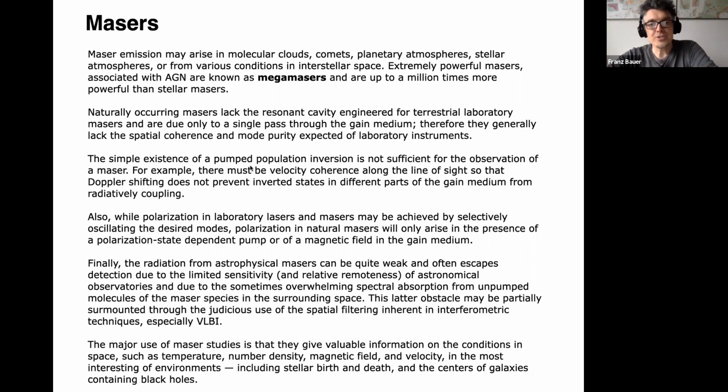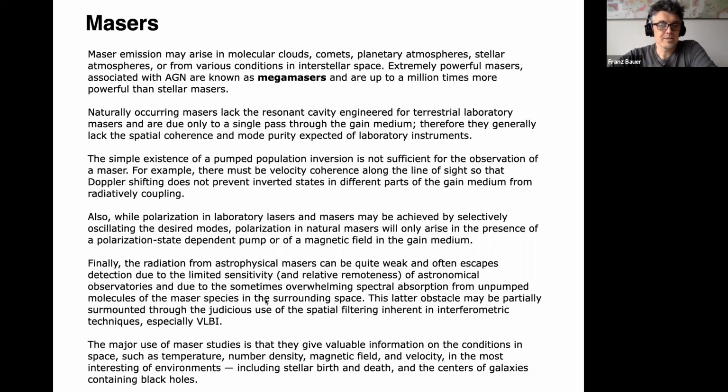Because you don't have a cavity, in cavities you can get really high gains from masers and lasers. Because it's a natural system with only one pass, you generally can't get very high gain for one particular portion. So you need some very particular astrophysical distribution of material in order to get that gain, like in megamasers.